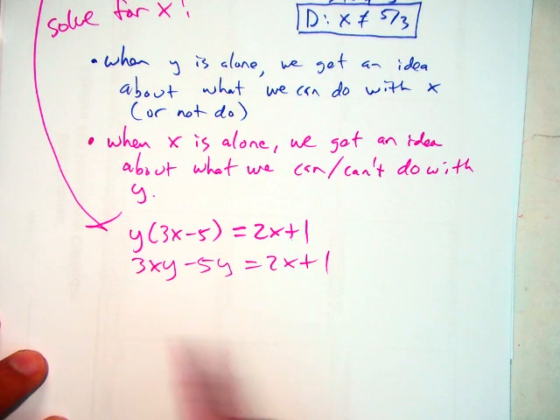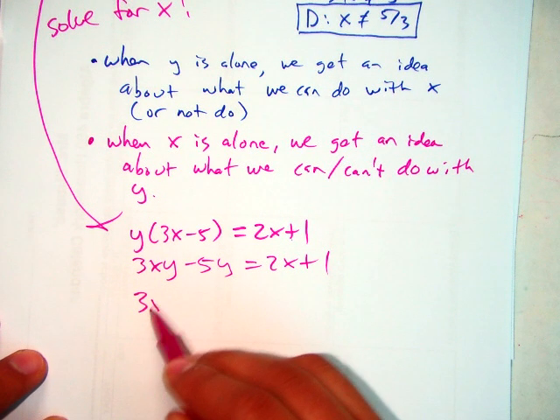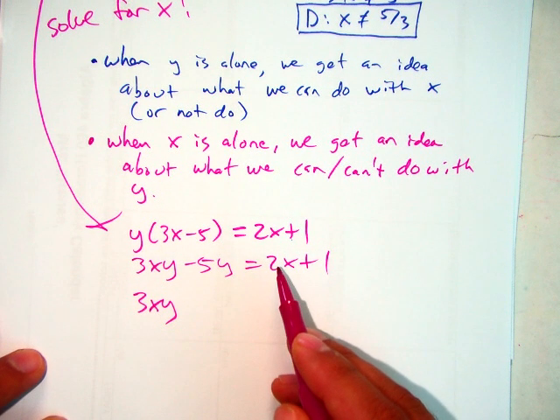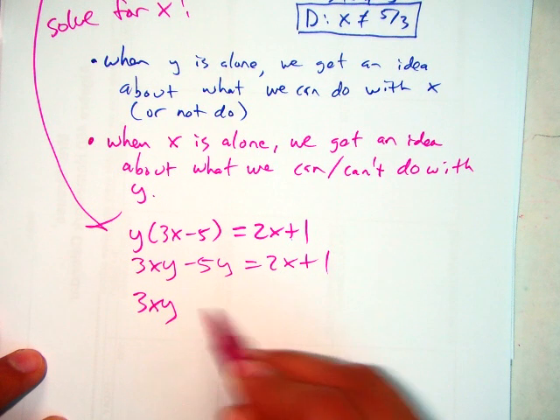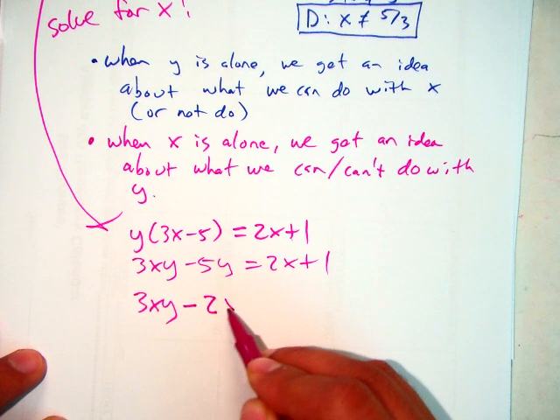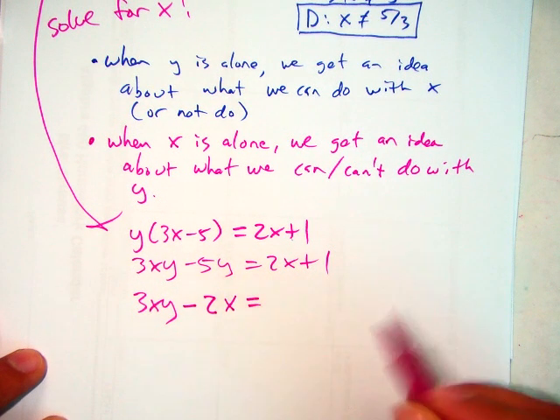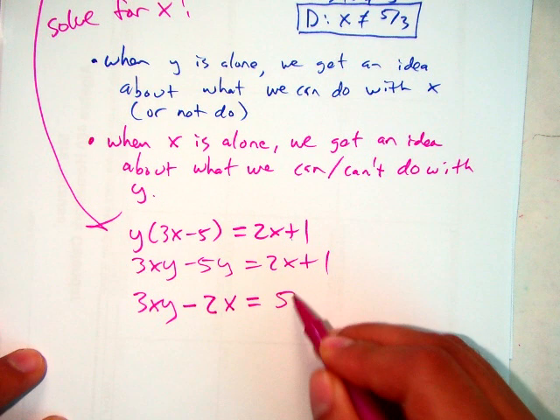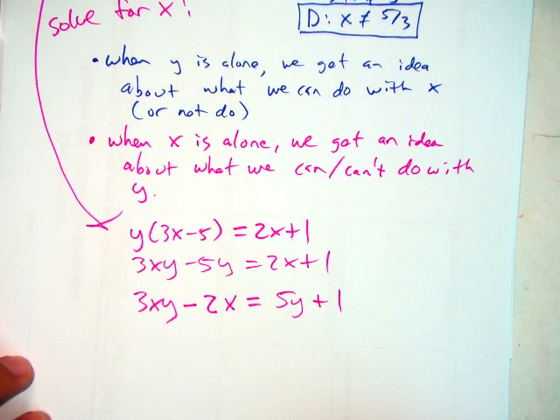So let's do 3xy. And if I move the 2x over, it'll become minus 2x. And then on the other side, I get positive 5y plus 1. Is everybody okay with what we've done so far?